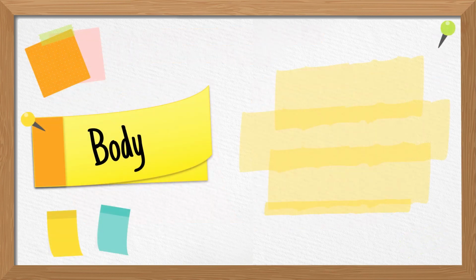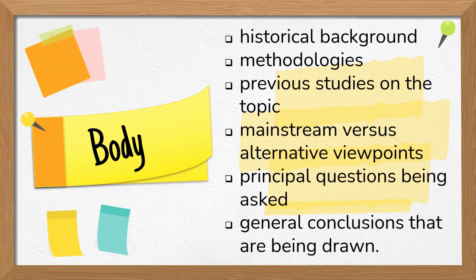The next part of the literature review is the body. It includes the historical background, methodologies, previous studies on the topic, mainstream versus alternative viewpoints, principal questions being asked, and the general conclusions that are being drawn. Each body paragraph should deal with a different theme that is relevant to your topic. You will need to synthesize several of your reviewed readings into each paragraph, so that there is a clear connection between the various sources. You will need to critically analyze each source for how they contribute to the themes you are researching.